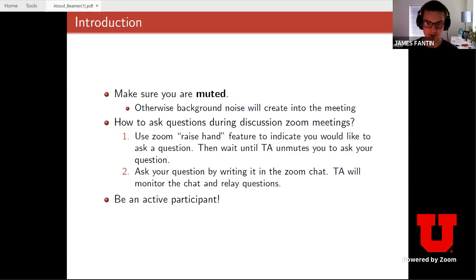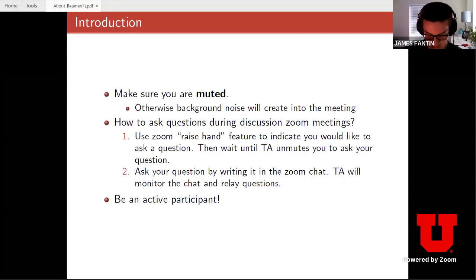The other reminder for discussion sections is to be an active participant. We're going to be doing lots of example problems, so make sure you're working them out yourself, so that you can ask questions and know how to do these problems, because these are similar problems to what you're going to see in the pre-lecture quizzes, on the homeworks, and so on. So we can go ahead to the first problem.